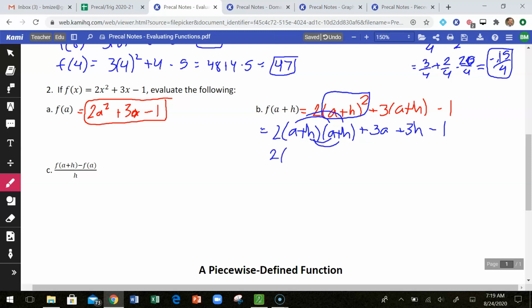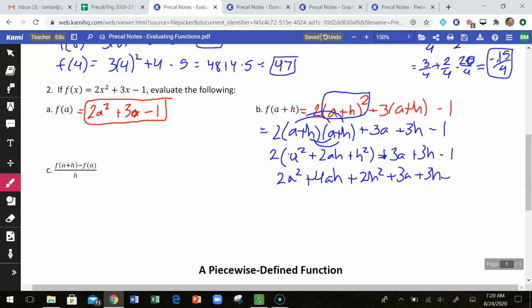Okay, so that's actually going to give me, if I do that, a squared plus 2ah plus h squared. And we have plus 3a plus 3h minus 1. And then I'm going to distribute my 2. So that's going to give me 2a squared plus 4ah plus 2h squared plus 3a plus 3h minus 1. And that is f of a plus h. So I plugged in a plus h for all of my x's and multiplied all that out.